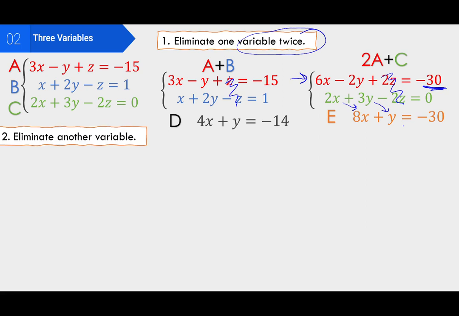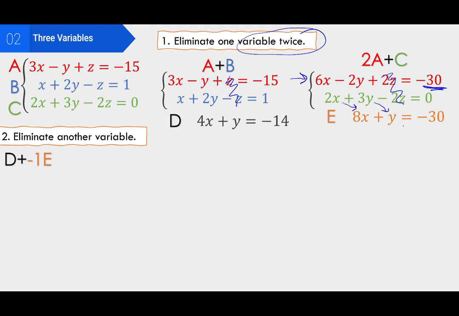Our next step was to eliminate another variable, so we've got to get rid of x or y, either one, so that we can find the other one. So I'm going to take D and E. It wouldn't help to use A, B, or C because those have a z in them. We need to use the ones that have just x and y.